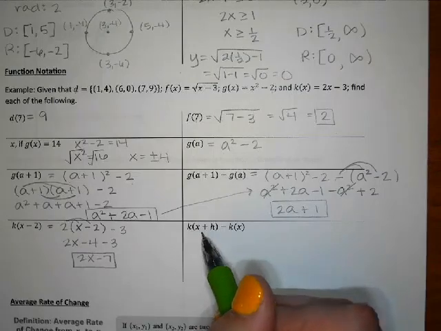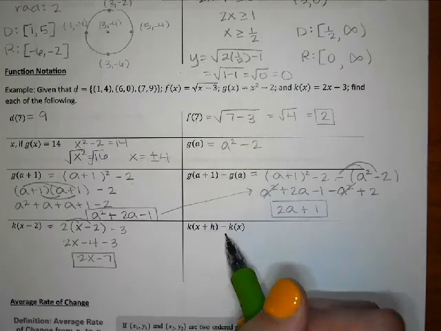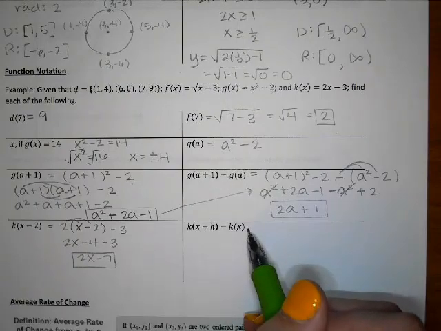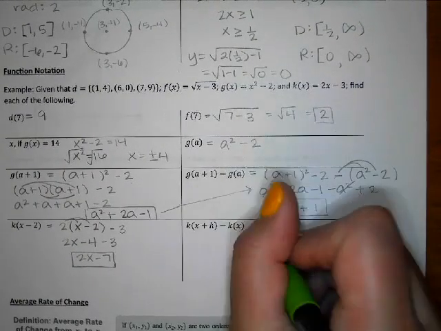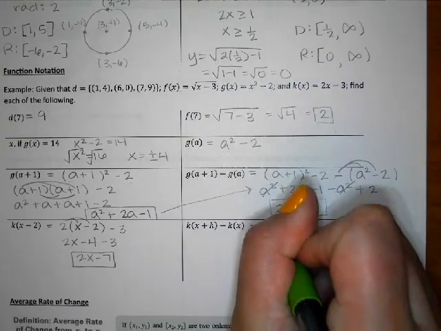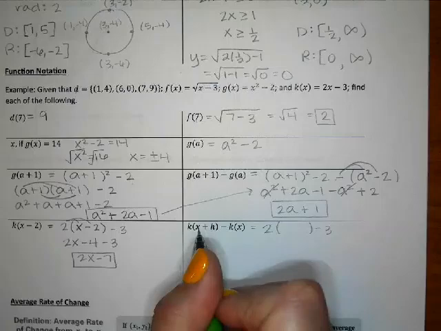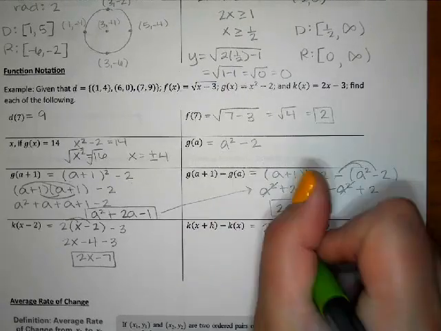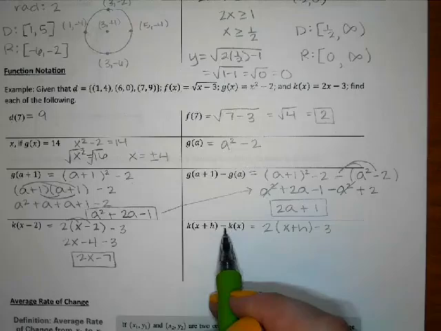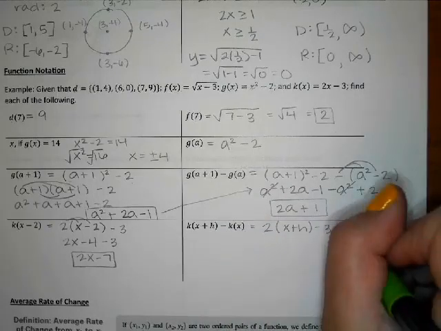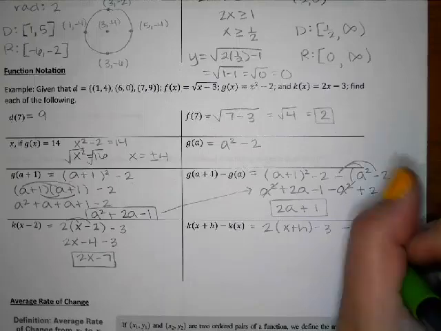Here they're saying take the function and plug in x plus h for x, and then just subtract off the whole function. So k is 2x minus 3. So I'm going to do 2, plug something in for x, minus 3. The thing that I'm plugging in is x plus h. And then from there it says just subtract off the whole function. So subtract the whole function, which is 2x minus 3.